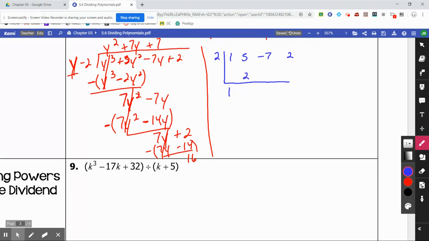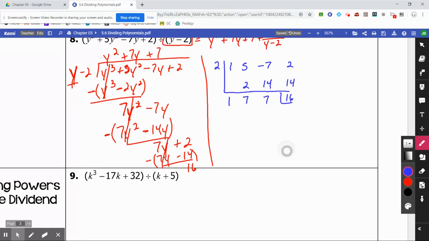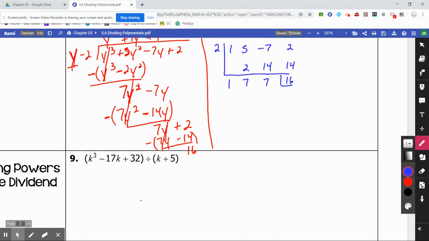Multiply. 5 and 2 gives you 7. Multiply by the 2. Negative 7 and 14 gives you 7. Multiply by the 2, and it gives you a 16. Box it. That's your last number. That's your remainder.